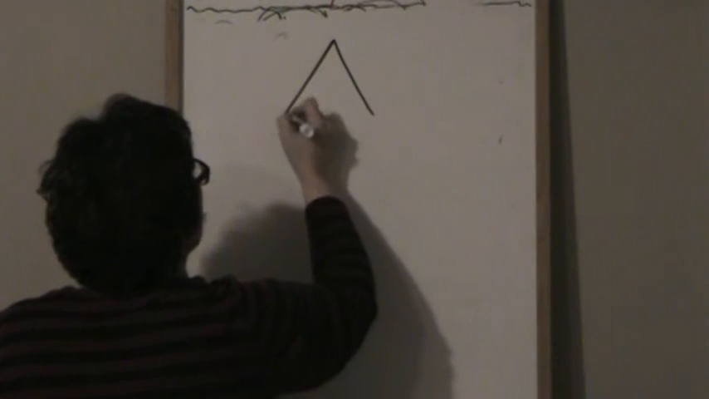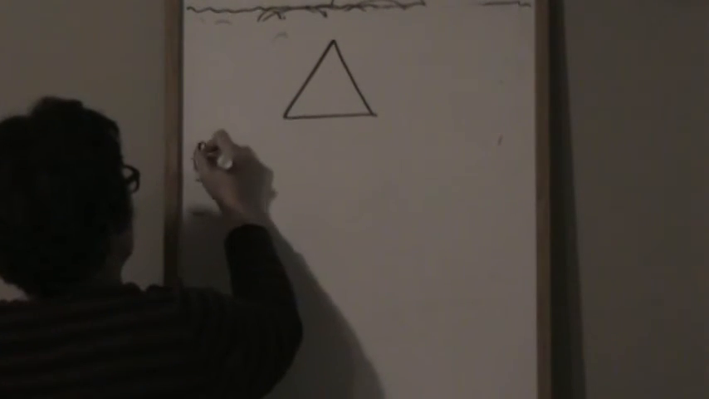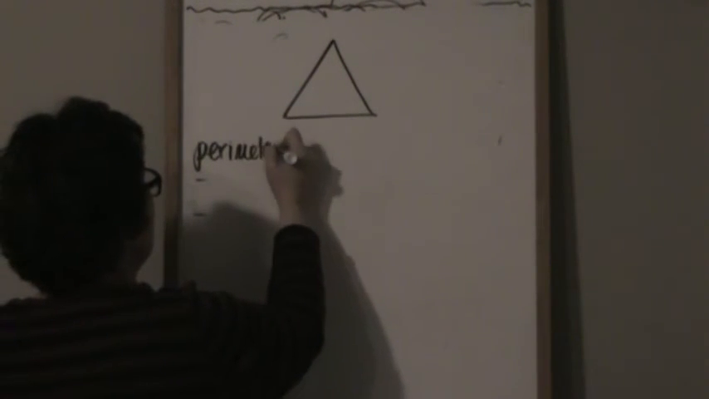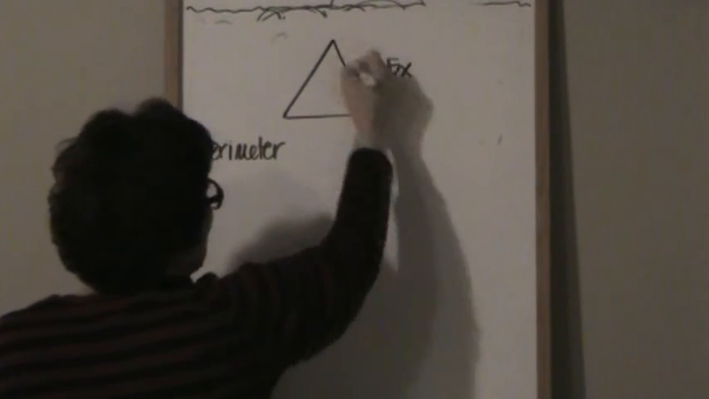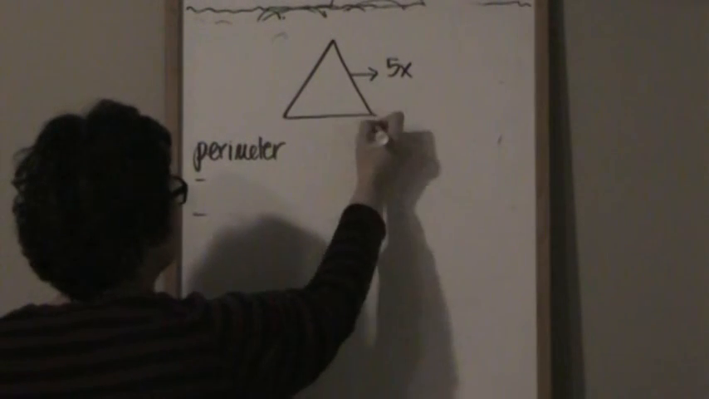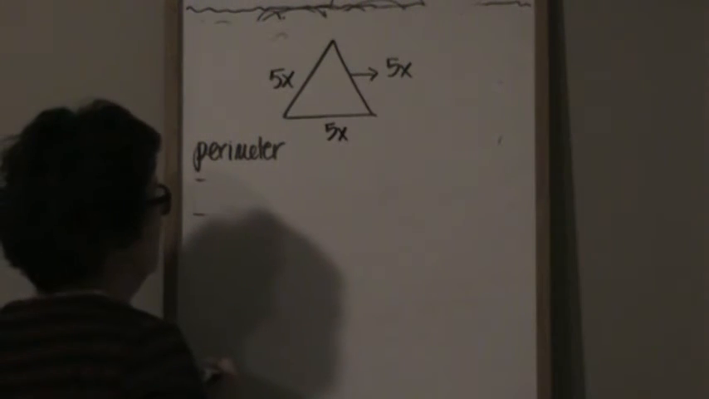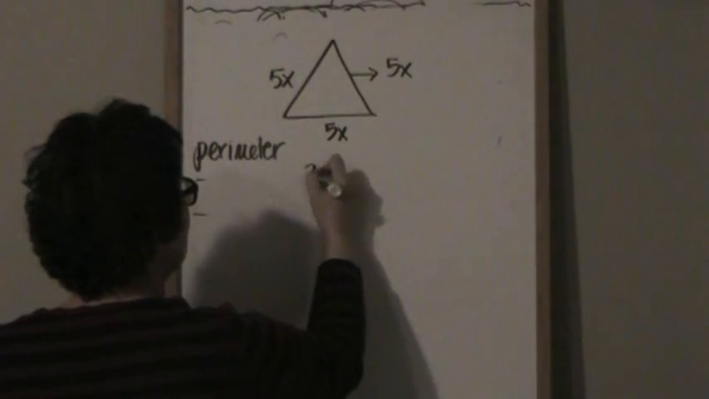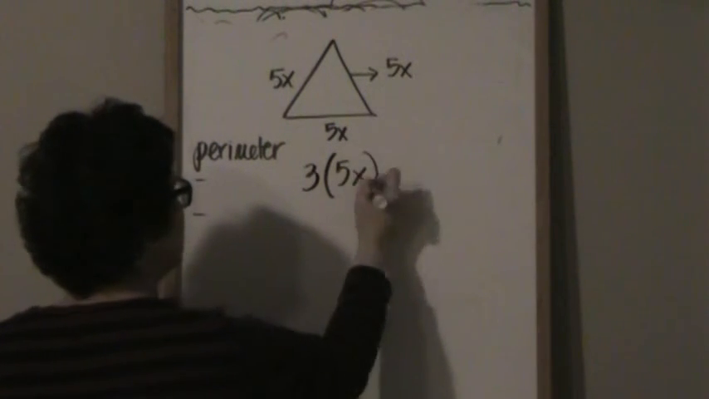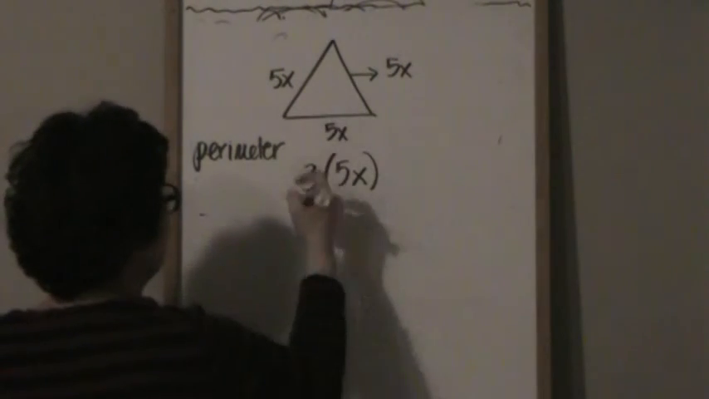All right, number 24. Oh, it's another shape. It's a triangle. And I'm looking for the perimeter. Remember, perimeter is the length around. And if it's an equilateral triangle, that means all sides are equal. So this side is 5x, this side is 5x, this side is 5x. You can write that a couple of different ways. You can write, there's 3 sides, 3 times 5x. Or you could simply add them up.